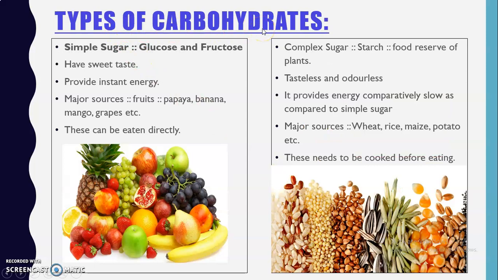Types of carbohydrates. Simple sugar, glucose and fructose. Simple sugar is of two types, that is glucose and fructose. They have a sweet taste and they provide instant energy. The major sources of simple sugar are fruits, that is papaya, banana, mango, grapes, etc.